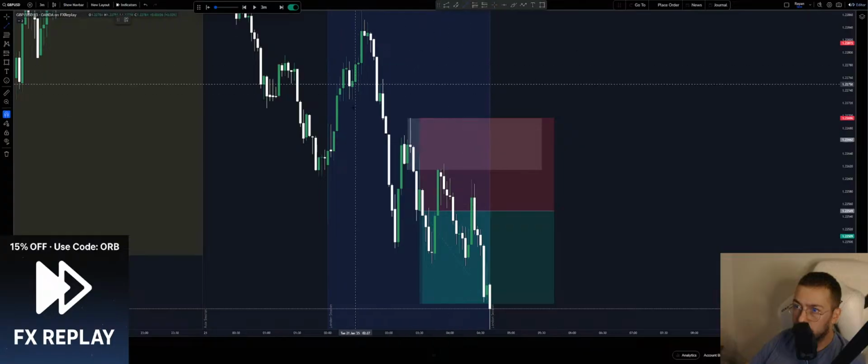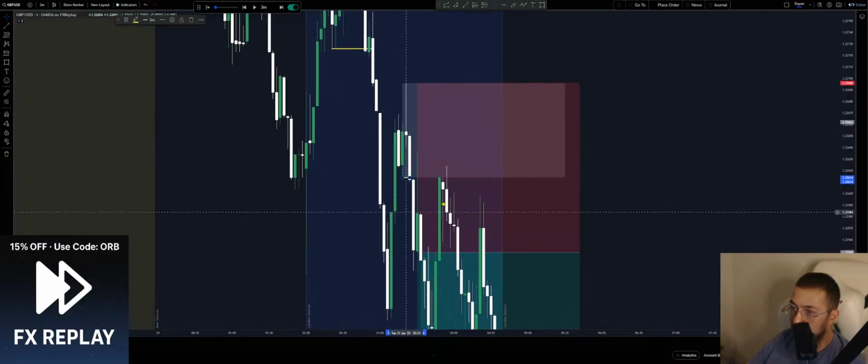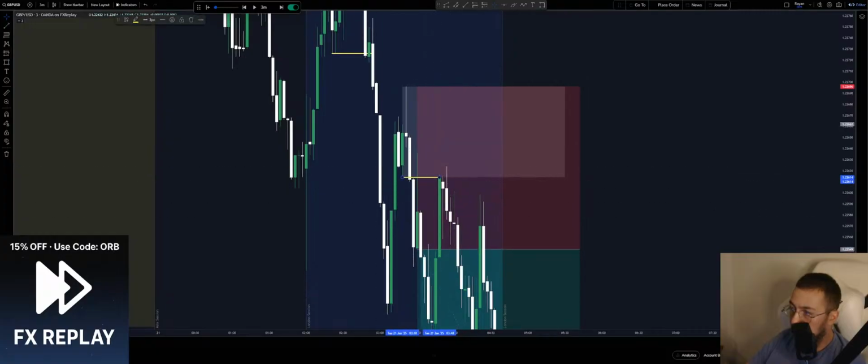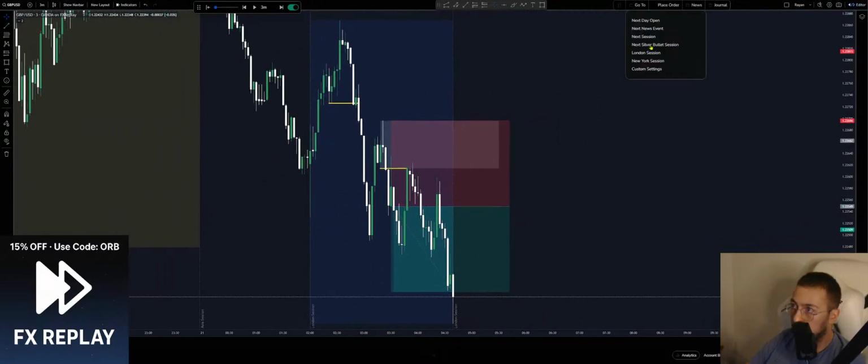Change of character. You'd have a break of structure, small break of structure here. The price leaves a supply zone. It validates our fair value gap here. Very clean. Price retested with a rejection. Stop order, stop at the end of the zone. 1-to-1. Clean.